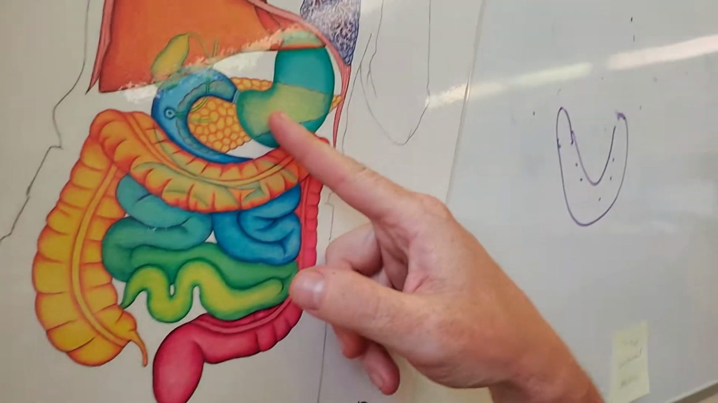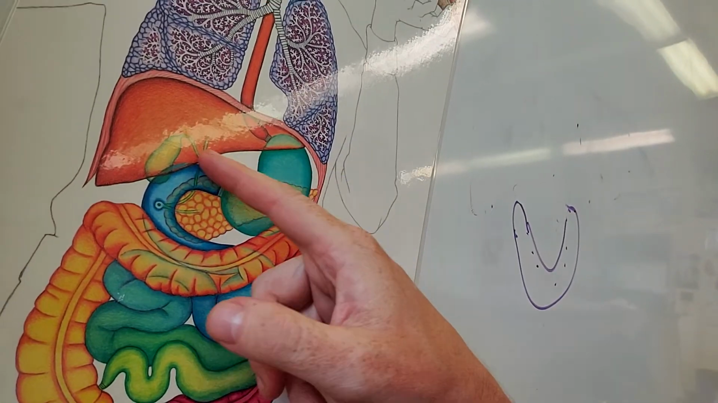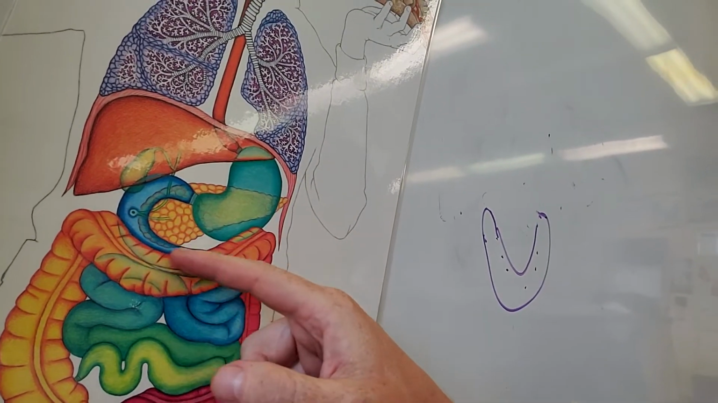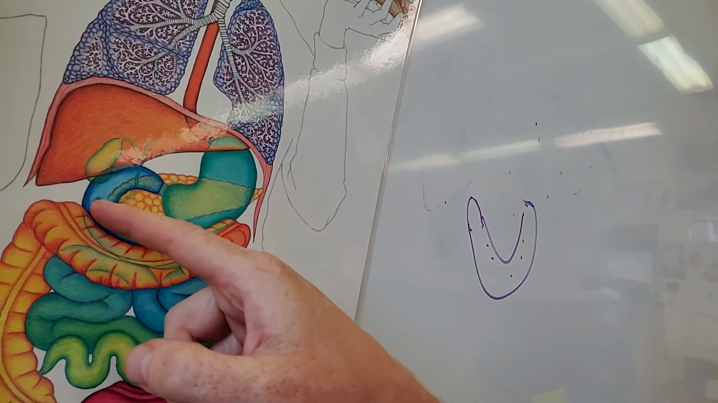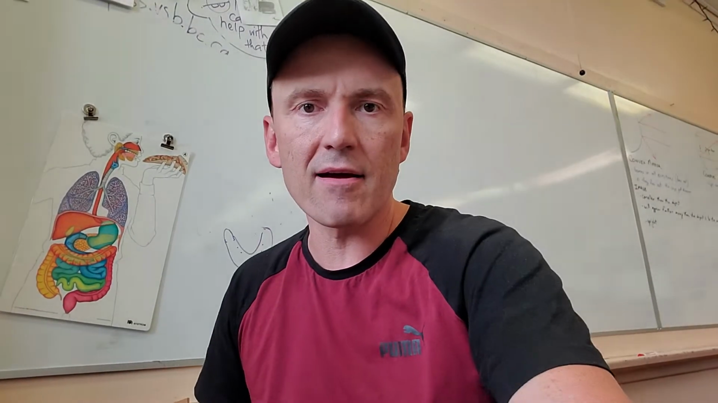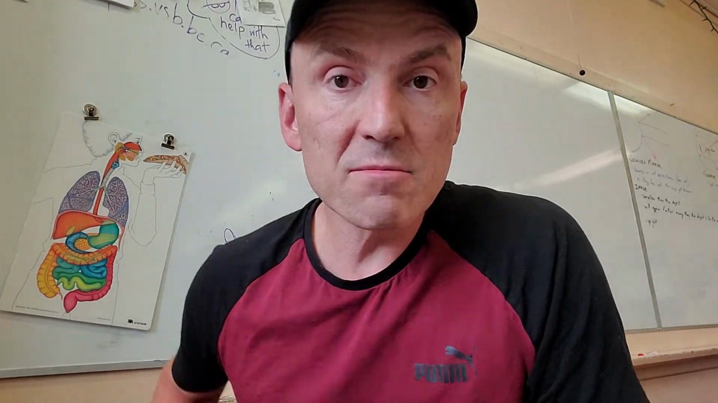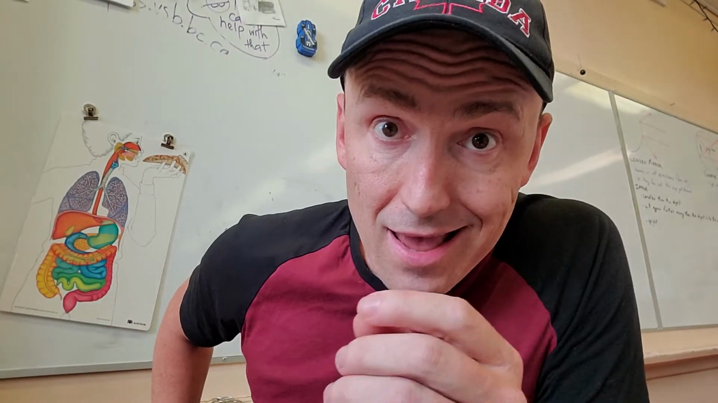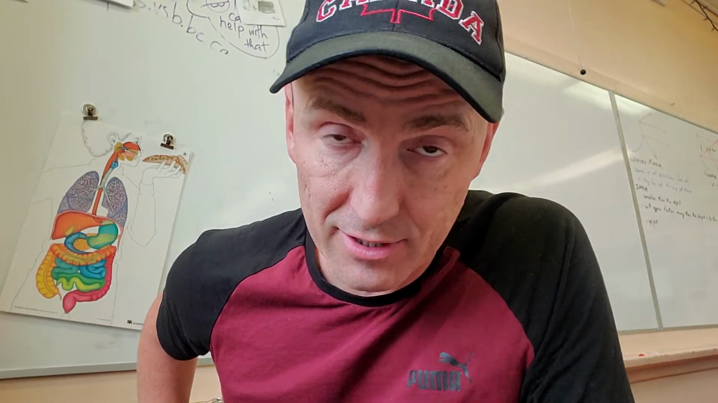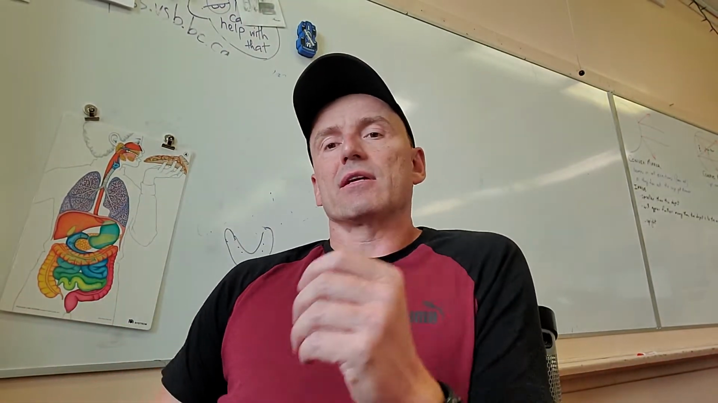It looks like those salivary glands, but it is a glandular organ. There's the pancreas. It looks like a leaf. It sits next to the duodenum. There's the duodenum. That's part of the small intestine. It sits right there. And the pancreas is both an exocrine gland and an endocrine gland. It has endocrine gland tissue and exocrine gland tissue.